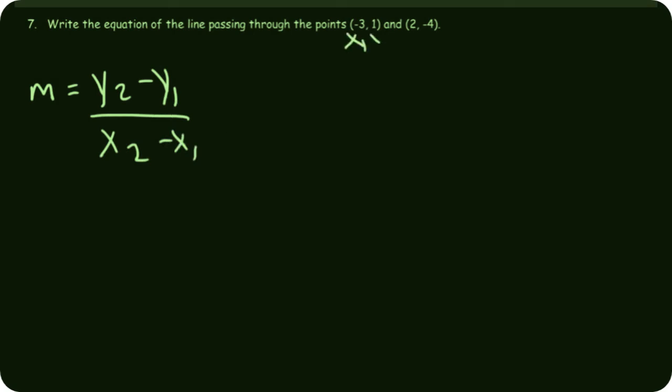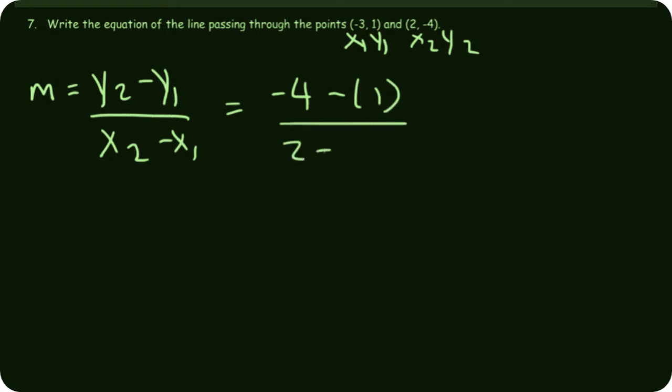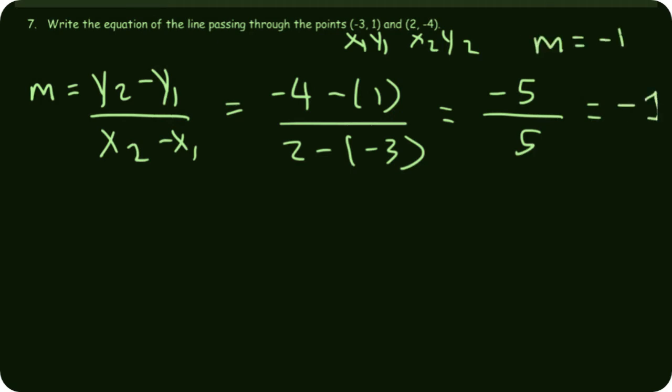This is going to be x1, and that is going to be y1, and this x is x2 and y2. So y2 is negative 4, and y1 is 2, and x2 is 1 and x1 is negative 3. So negative 4 minus 2 is negative 6, and 1 minus negative 3 is the same as 1 plus 3, that's 4. Negative 5 divided by 5 is negative 1. So the slope is equal to negative 1.